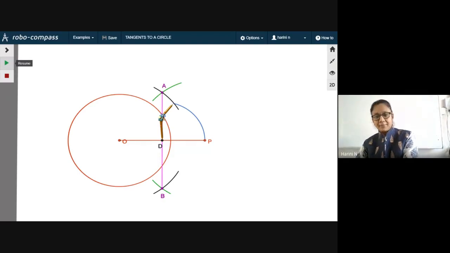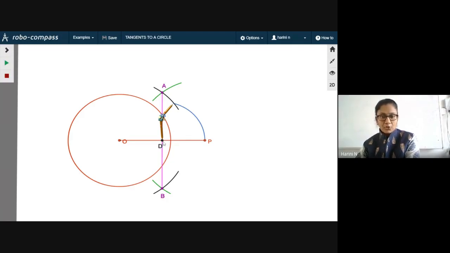Okay, the next step is with D as center. Now you have got D as the midpoint of OP. Why is D the midpoint of OP? Because we have tried to bisect OP. All right, so we got the midpoint as D.